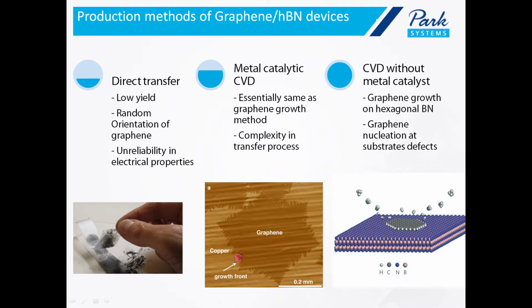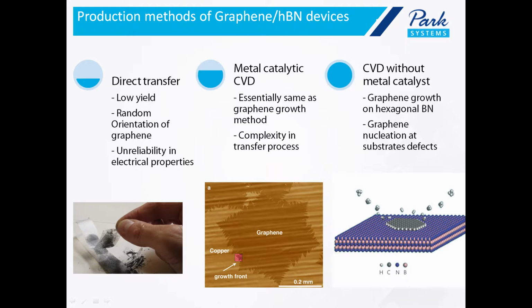So here are the different production methods of graphene and HBN devices. Again, a little bit more background on the sample that we're looking at, just for some perspective here. The very most basic way of growing graphene is direct transfer. It's okay as a beginning method of growing graphene. However, it's very low yield. You can't really control the orientation of the graphene that is produced. And as a result, it's a little unreliable in terms of its electrical properties. You'll still get some usable graphene, but this is not the optimum choice for this particular application.